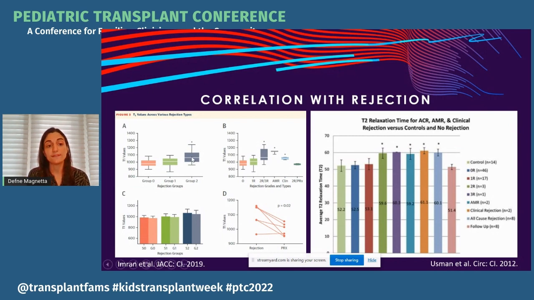And you can see that the T1 values are higher in those with significant rejection, and it's statistically different. Same thing here, where you see that more severe rejection, antibody-mediated rejection, and clinical rejection showed higher T1 values. And then in panel D here, patients who had rejection and then were treated showed decreases in their T1 values with treatment, which shows another nice form of correlation. And then here, T2 relaxation time similarly was elevated in all of the moderate to severe rejection, AMR, and clinical rejection.